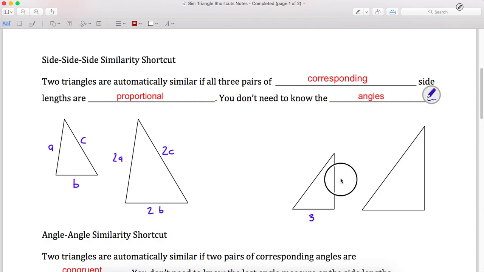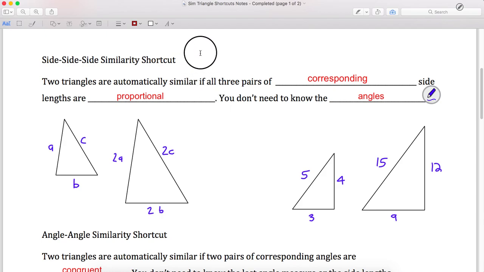Let's say, for example, this triangle is a 3, 4, 5 triangle, so it has those side lengths. And let's say maybe we wanted to triple those side lengths instead of double them. Well, this side that corresponds to the 3 then would become 9, and 12 here, and 15 here. And so again, the side, side, side similarity shortcut.